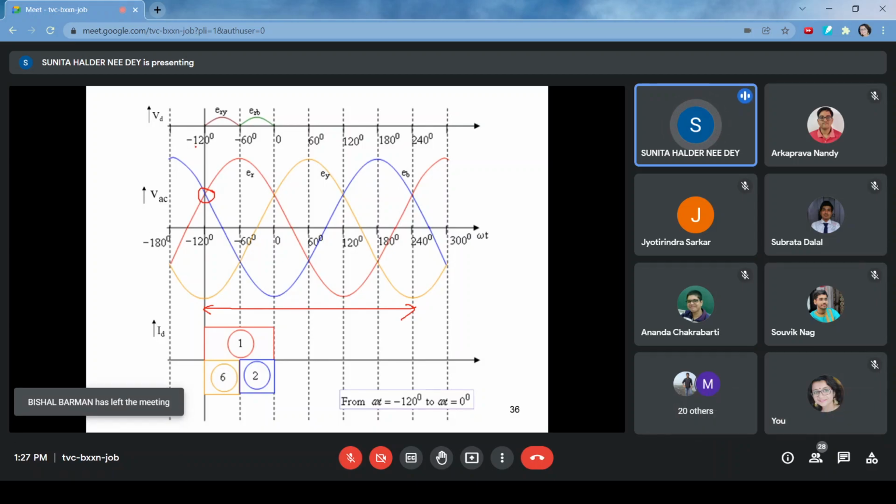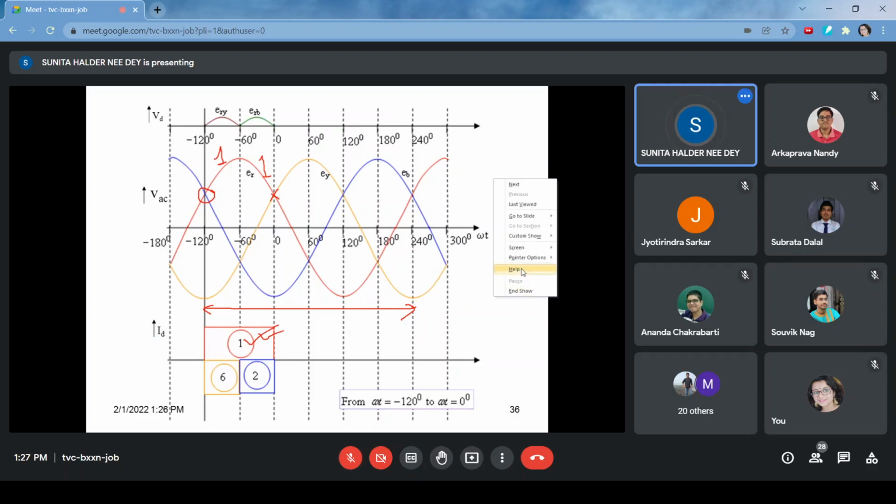Then obviously the thyristor of R phase will operate. So thyristor on R phase is 1, so thyristor 1 will operate. Similarly, up to 0 degree, this R phase is most positive. So here also the thyristor on R phase will operate. That's why for minus 120 to 0 degree, on the positive side the R phase will operate. That's why I have written 1 here. So the positive current will be available on the R phase, right?